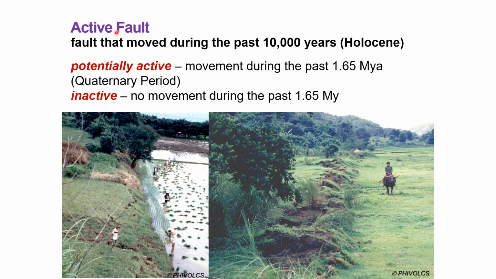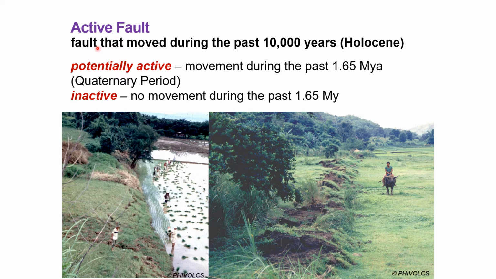Now, active faults, these are the faults that moved during the past 10,000 years. So in geologic time, it is fairly recent time, 10,000 years, very, very young lang yan. So these are the faults that moved in the last 10,000 years. So paano nalaman na nag-move siya in the last 10,000 years? Mainly on records, historical records. You can also look at the soil profile or kung meron bang mga streams na displaced like what we've discussed before.